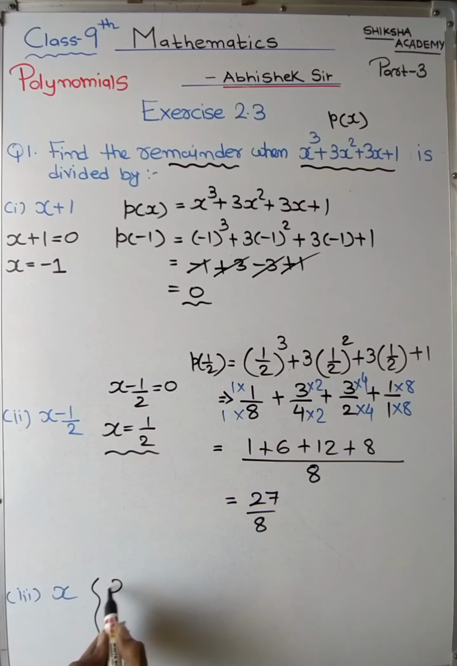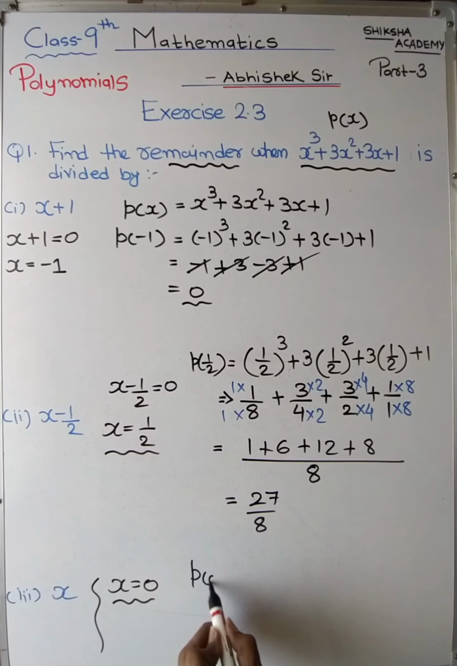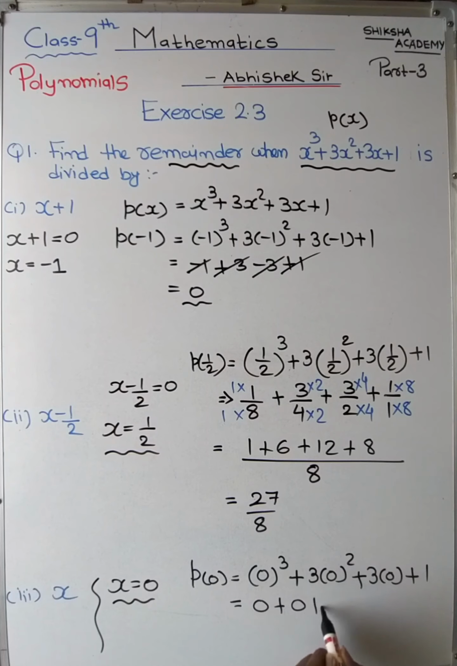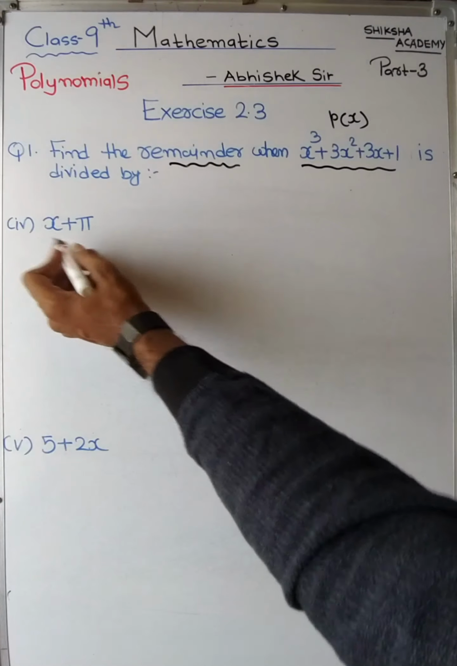Only x is given, so x is to be compared with 0. So what is our value? 0. So what we will be doing? P of 0. So 0 cube plus 3 into 0 square plus 3 into 0 plus 1. So 0 plus 0 plus 0 plus 1. Final remainder is 1. Okay. So moving on to the next question. Next question is x plus pi.